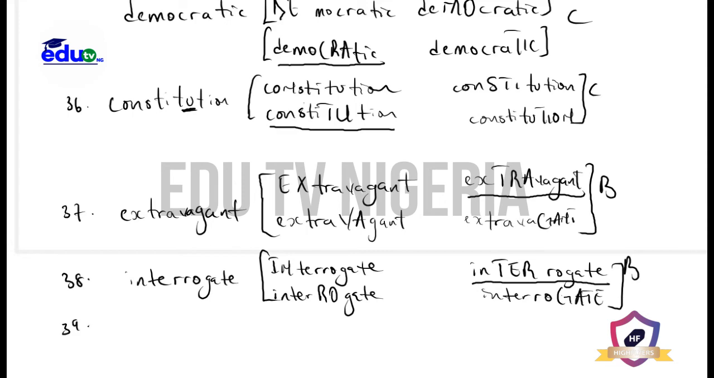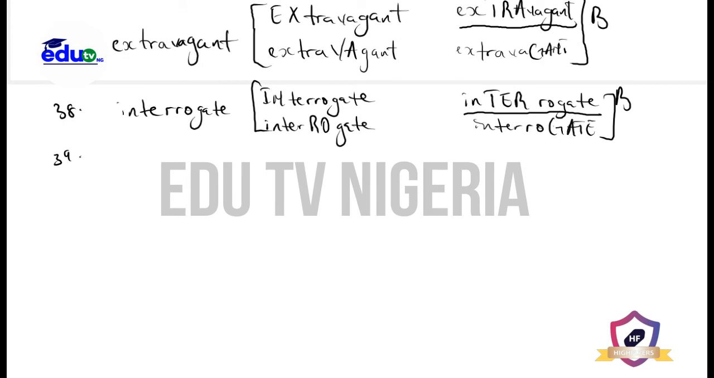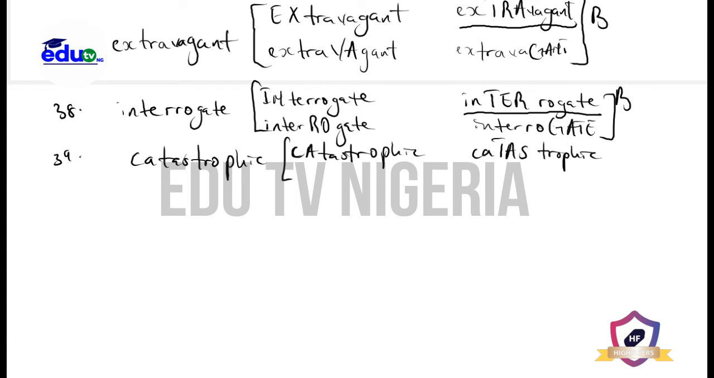Question 39. We have the word CATASTROPHIC, and then we have options B, C, and D. So which of these syllables is stressed in the word catastrophic?